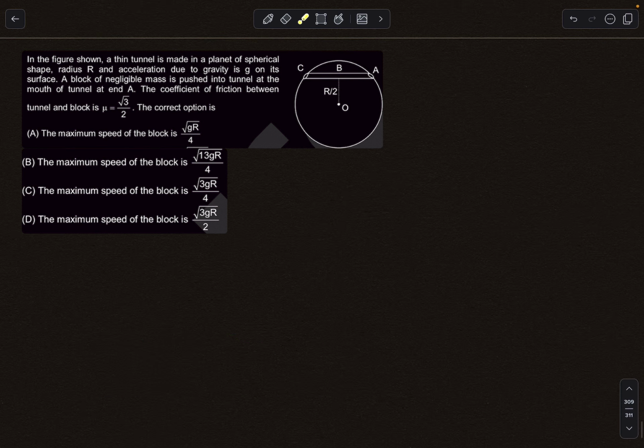So let's begin with the first problem. This is based on gravitation. We have a thin tunnel that is made in a planet of spherical shape. Radius is R, acceleration due to gravity is g.